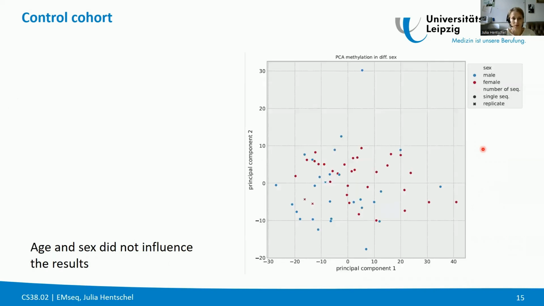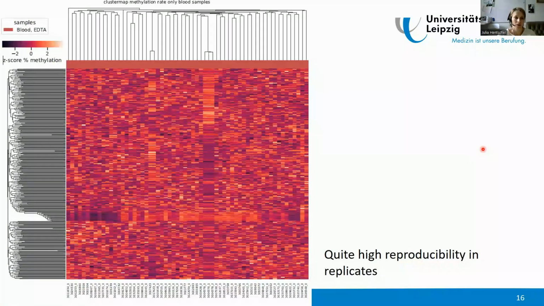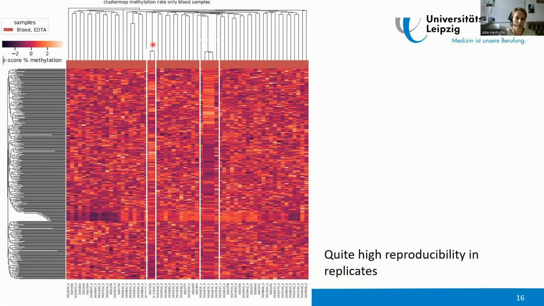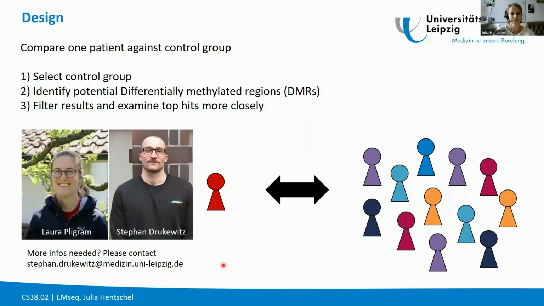The good news is that age and sex of the probands seem to be not relevant for the methylation in our cohort. And here in that cluster plot, you can also see that we had some replicates and they nicely cluster together. So the reproducibility was really good.